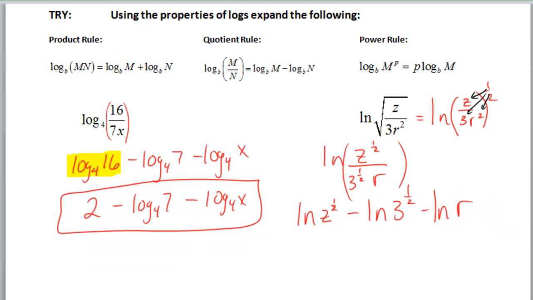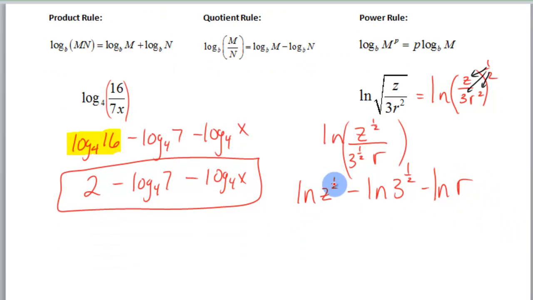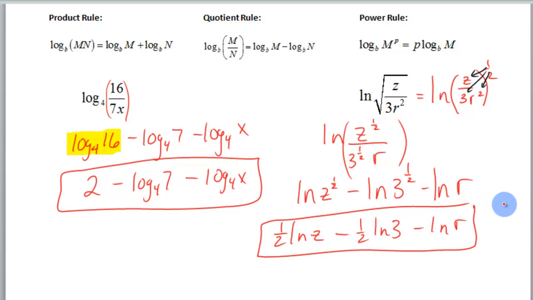Move down just a little bit. Now I bring out the 1/2 in front of these two, right? Which would be 1/2 natural log z minus 1/2 natural log 3 minus natural log r, and that's it. Doesn't look like anything else could be done. Well, hope those examples helped, and I can move on to condensing the logs.